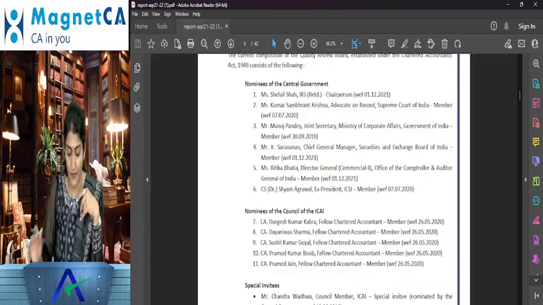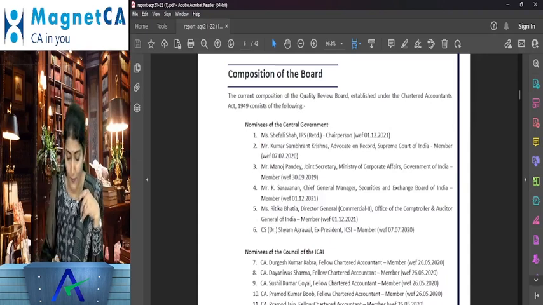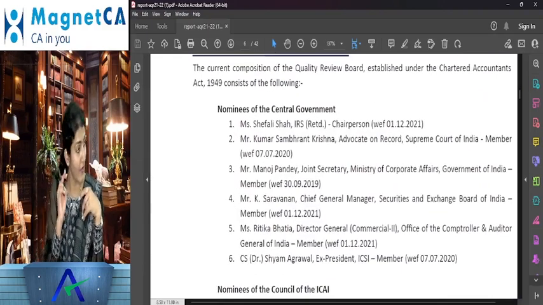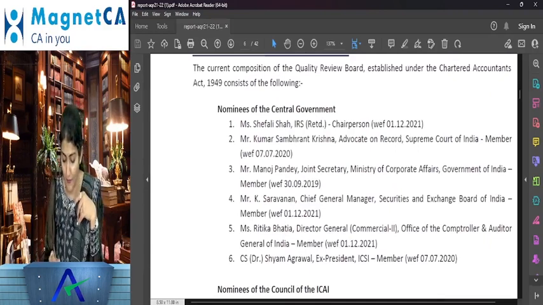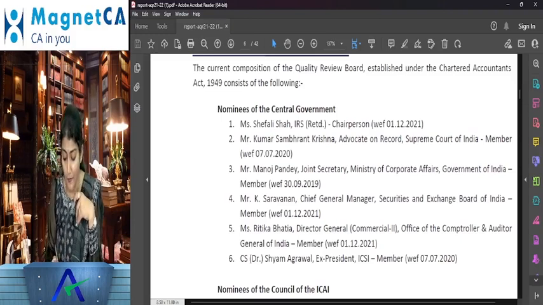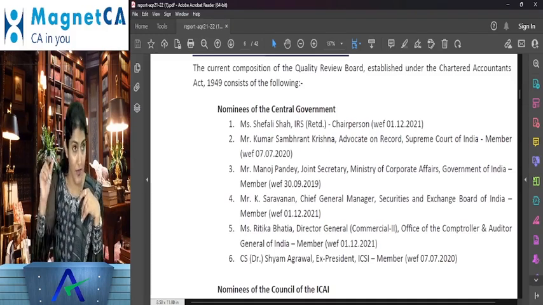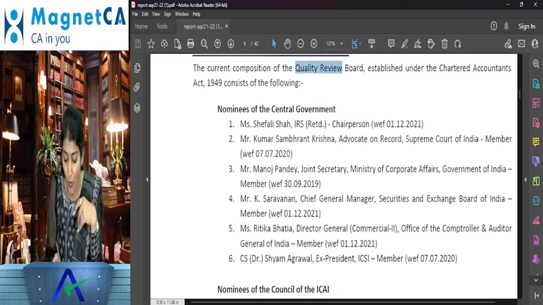So now here we see the members of the QRB, the Quality Review Board. So you have the nominees of the central government. You have the chairperson, the advocate, Supreme Court of India. You have the joint secretary of the Ministry of Corporate Affairs. You have the chief general manager of the SEBI. You have the director general of the C&AG and the ex-president of the ICSI member. So these are the members of the Quality Review Board. Are you able to follow that, everyone?